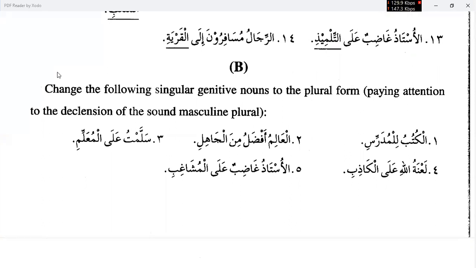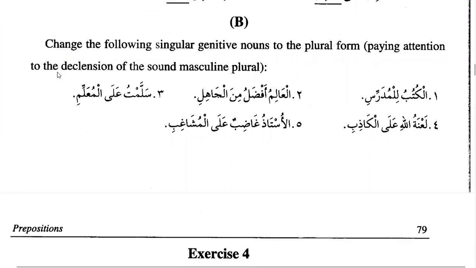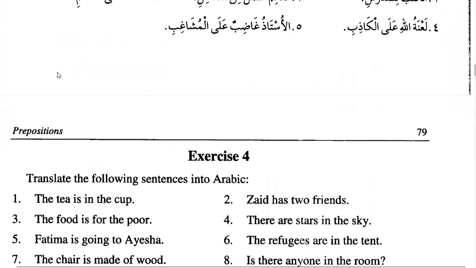Mudarrisaini is musanna. We need jama. Mudarrisun. Mudarrisuna is marfu. We need marfu. Lil mudarrisina al kutubu. Lil mudarrisin. Al alimu afdal min al jahilin. Min al jahilina. Salamtu ala al muallimina.